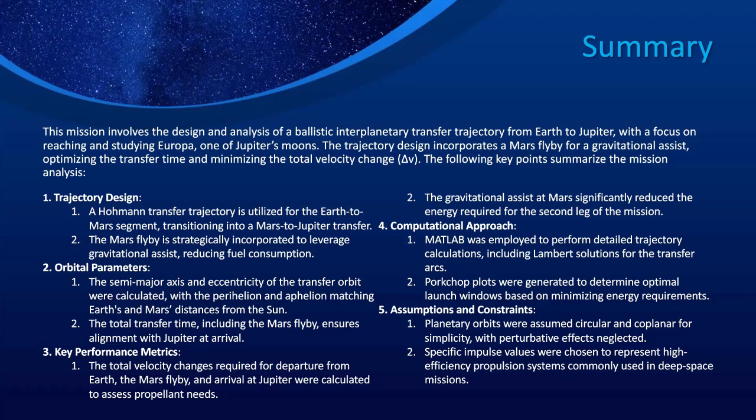Again, as we mentioned before, we had a limited C3 to work with. It was 80 kilometers squared per second squared, I believe, for a 2,000 kilogram dry mass, according to the NASA website that shows the vehicle launch performances. Second thing is that the gravitational assist at Mars significantly reduced the energy required for the second leg of the mission. And the computational approach that we took was, again, MATLAB.